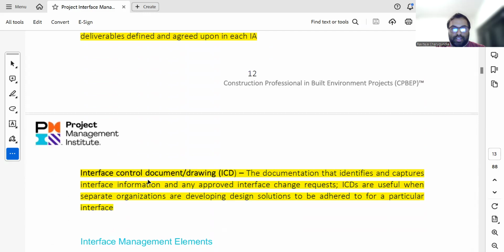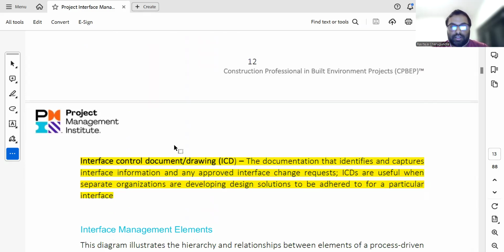And the interface control documents are the drawings. Whatever the drawings, the interface change requests and also the design drawings, we keep them in a folder. This is called an interface control document. These are useful when separate organizations are developing design solutions for a particular interface. So these are the important definitions in the first topic.